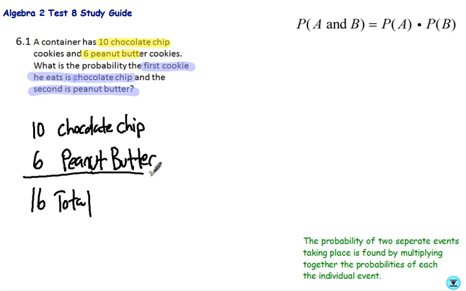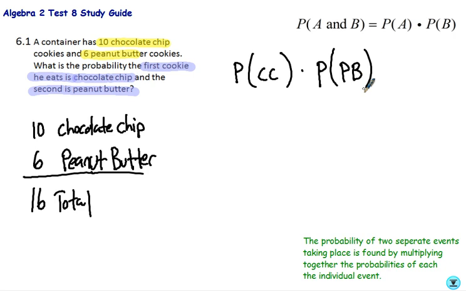All right, so what we're looking for is what's the probability that the first one will be chocolate chip, we'll just abbreviate CC for chocolate chip, and that the second one will be peanut butter, and we'll do PB for peanut butter here. For chocolate chip there is 10 out of 16, so that probability would be 10 out of 16. And then for the peanut butter, you're probably thinking, oh, 6 out of 16. Well, here's the deal, though. It's not going to be 6 out of 16.